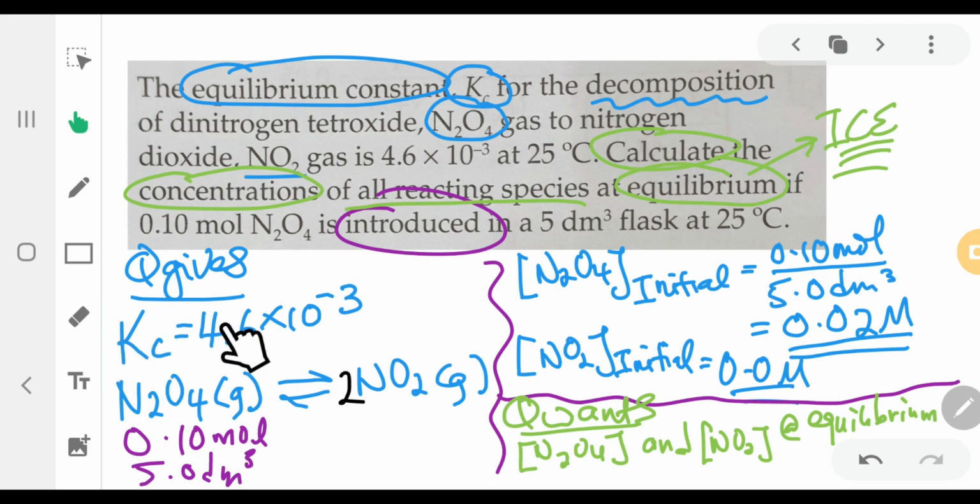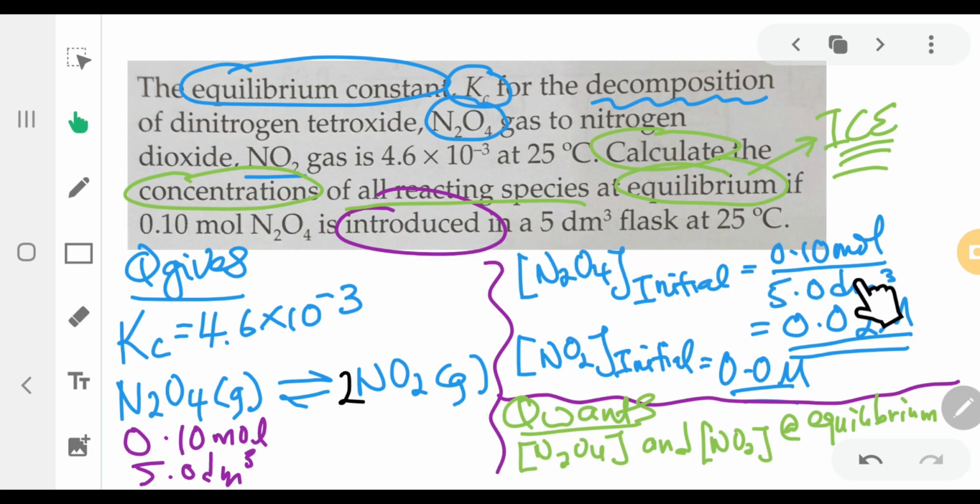The question gives you the value of Kc in this case, which is 4.6 exponent negative 3, and then we can work out the balanced equation over here, which is going to be very important for your ICE table later on. You will look at that one later. And then we have the information for your reactants. In the beginning, you have 0.10 mole being introduced into a 5 decimeter cubed flask.